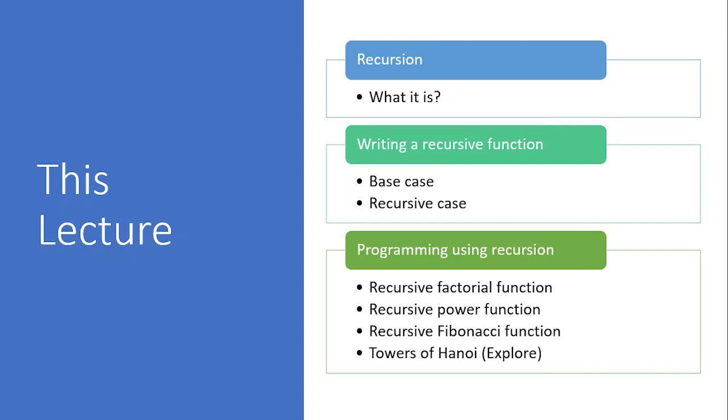You can think of recursion as coming from recur or reoccur. Reoccur means something that happens again and again. So recursion is something that is happening again and again. By recursion in the context of computer programming, what we mean is when a function calls itself: you call a function, and that function then calls itself again and again. This is called recursion.